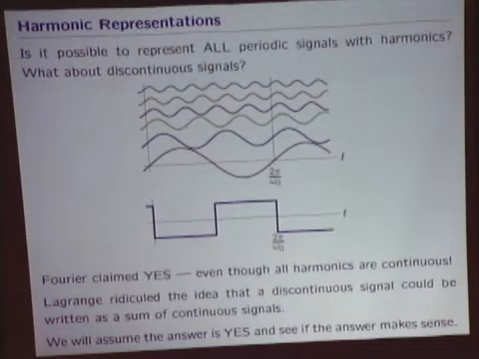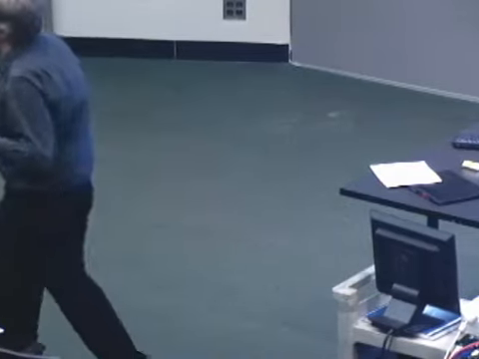and you can easily manufacture a periodic signal that's a discontinuous function of time. So, for example, a square wave. How on earth, argued Lagrange, how on earth would you represent a discontinuous function by a sum of continuous functions? That makes no sense, right? So what we will want to do in the course of the hour is think about, does that or doesn't that make sense? And it'll turn out the answer is kind of complicated.